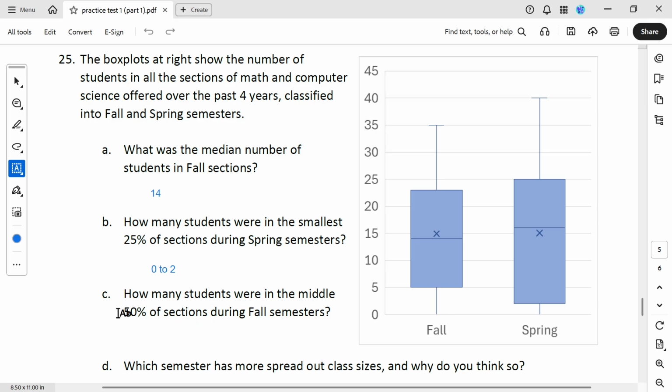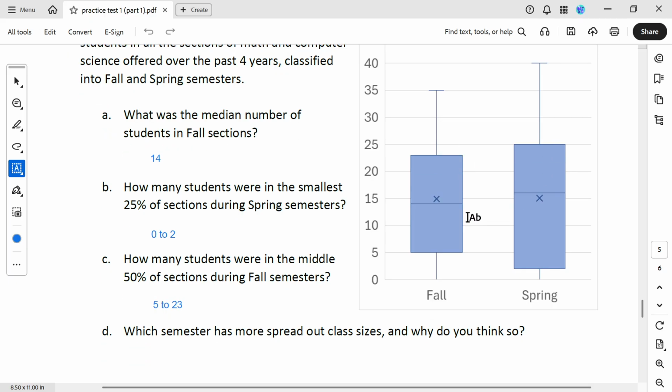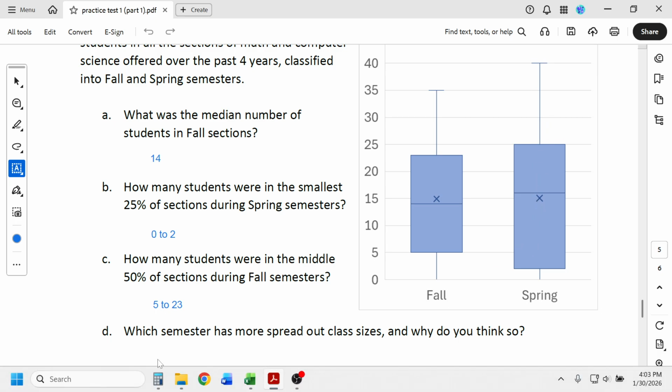How many students were in the middle 50% of sections during fall semesters? So middle 50% is the box, the whole box. So from 5 up to, what's that, about 23? All right. Which semester has more spread out class sizes, and why do you think so? So the more spread out box and whisker here is the spring for sure. The box is more spread out and the top whisker is more spread out. The bottom whisker is not quite as much, but with the other 3 parts, it's more spread out.